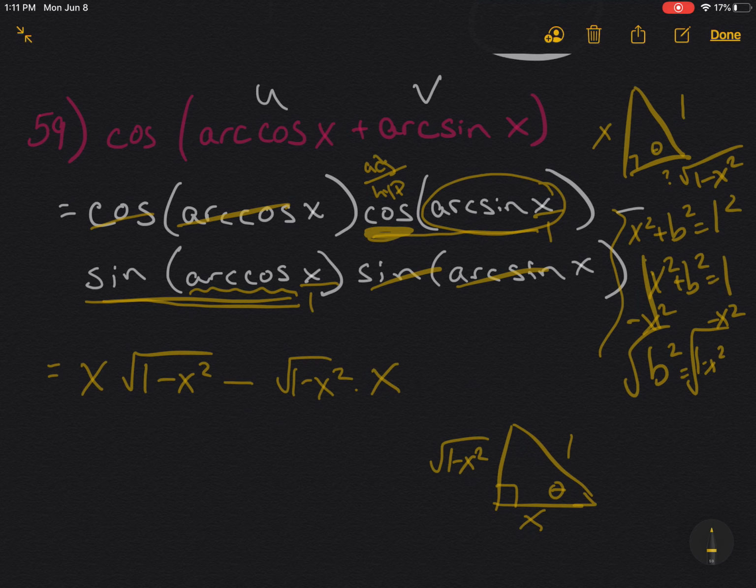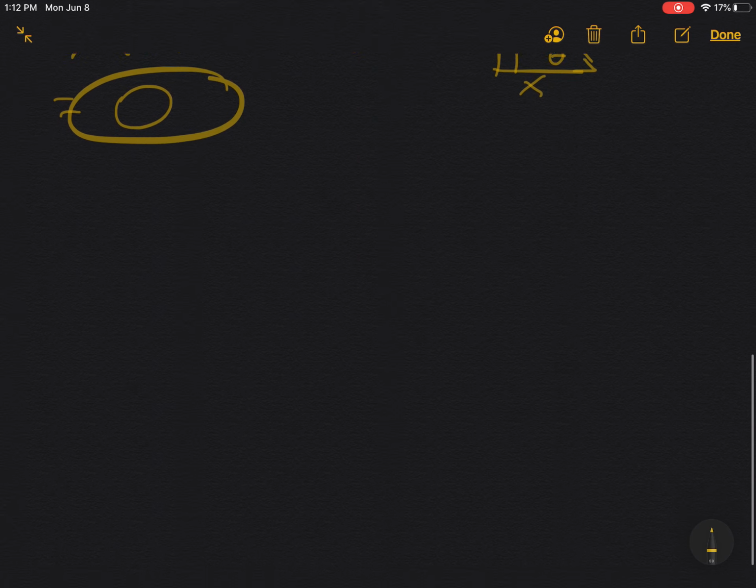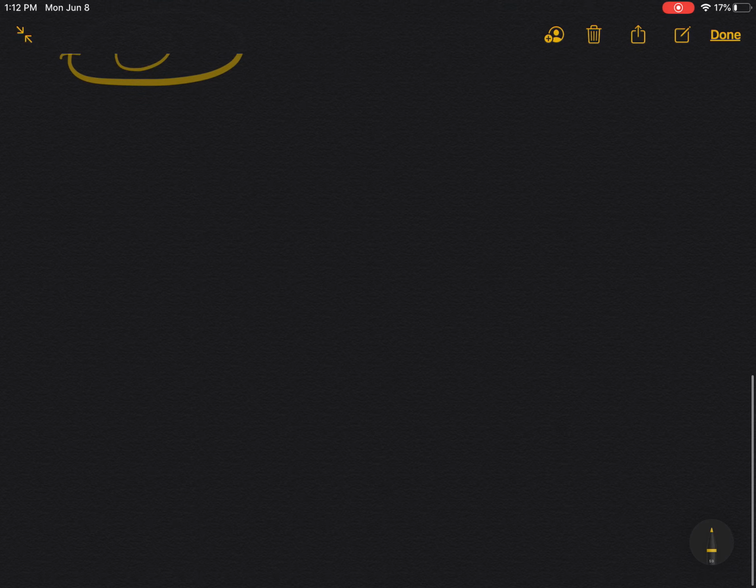And now we'll simplify this just to have it in front. Now look, we're subtracting the same thing. So our answer is just 0. So again, 59 is a little complicated, I know. And now we go to the last problem, number 61.